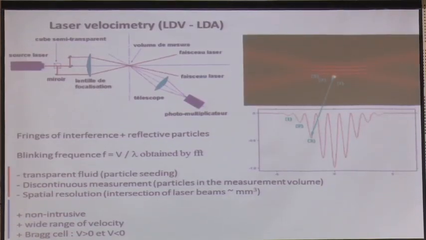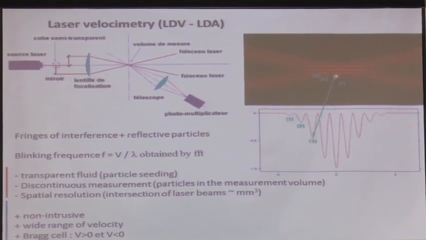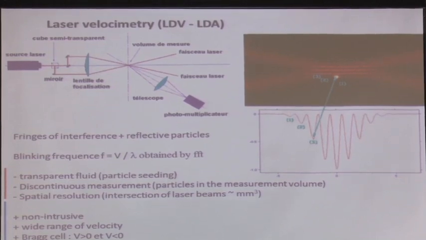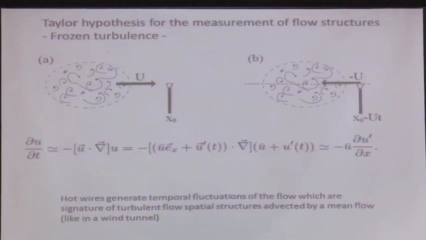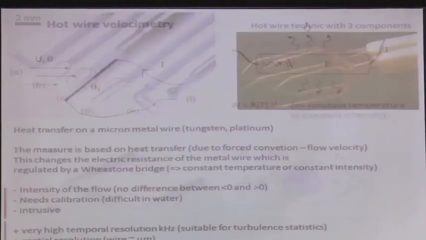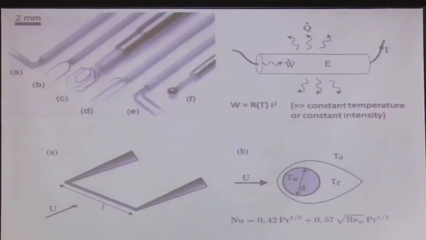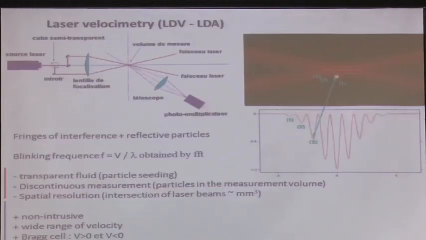Here the measurement is intrinsically unsteady and non-continuous. The spatial resolution also is not very accurate, because the size of the measurement volume is about 1 to 2 millimeters by 1 to 2 millimeters, so about 1 to 2 millimeter cube, compared to the hot wire probe, which is a few microns. So with this technique, you integrate the information over a volume of a few millimeters cube.